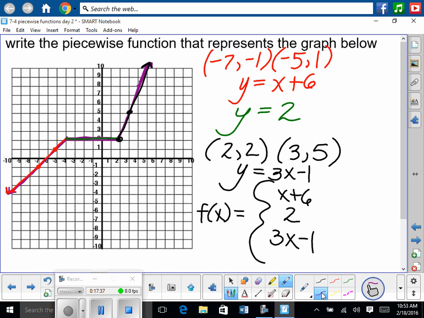You know how to do that, right? Stat, edit. We just did that on this one. You said you got it, so you can do it on this one. So stat, edit, list 1, type in x values, list 2, type in y values. Okay, questions before we restrict our domain?